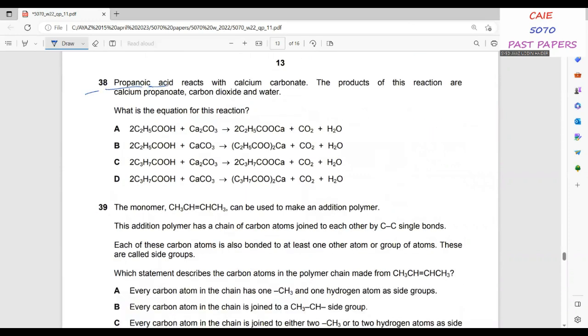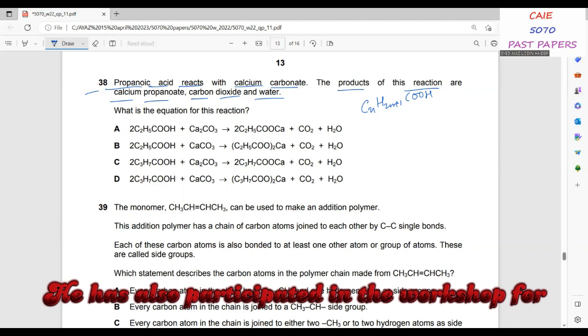38. Propanoic acid reacts with calcium carbonate. The products of this reaction are calcium propanoate, carbon dioxide, and water. First of all, you should know the formula of propanoic acid. The general formula for carboxylic acid is CnH2n+1 COOH. Propanoic acid means a total of 3 carbon atoms, so the value of n will be 2. You have C2, H2 multiplied by 2 is 4, 4 plus 1 is 5. C2H5 COOH.